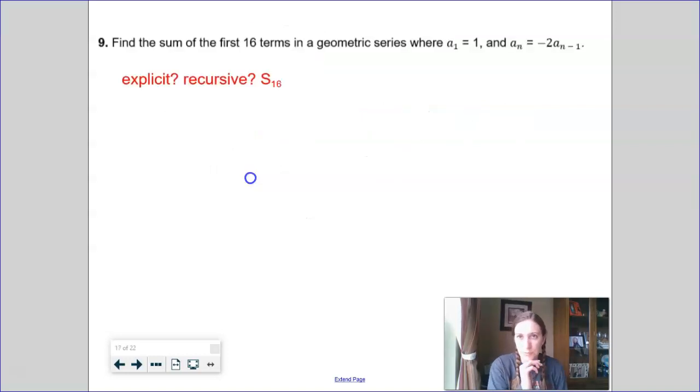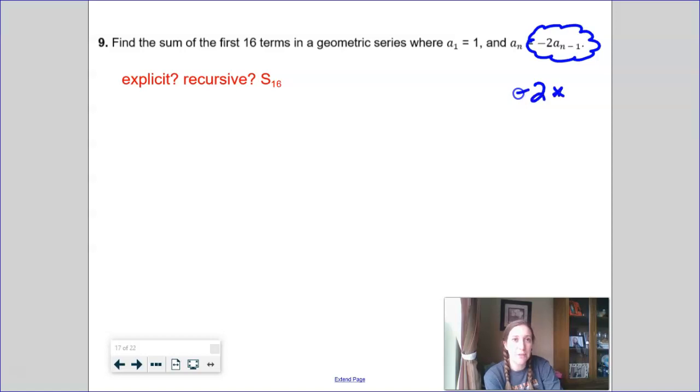All right, moving along. Okay, some notation here. It says find the sum of the first 16 terms in a geometric series, where your first term is 1, and then it gives you what we know is a recursive formula. We can use the formula that we've been using, or we can use the sum of the sequence, but the key is that you can pull apart what this recursive formula is saying. It's saying -2 times your previous term. So that tells me the common ratio is -2. That's what that big clue was, okay?